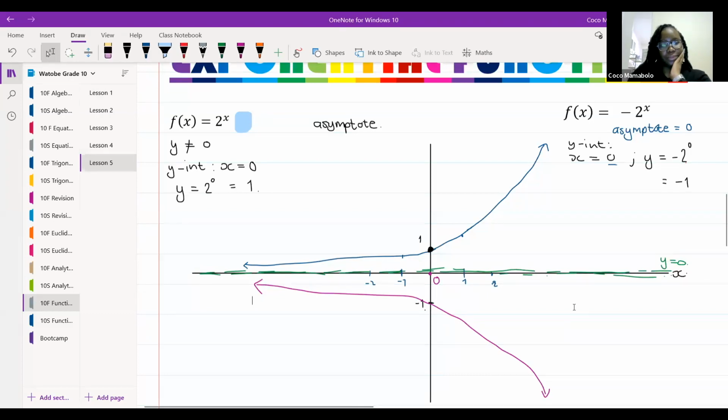Ma'am, can we say that this graph is like a reflective graph? Yes, it's reflected about the x-axis. So we're taking the graph from the x-axis, our horizontal asymptote, and flipping it to this side. Also, ma'am, when we do the exponential graphs, don't we also have the symmetry, the range, the domain? Absolutely. We're not doing that as yet. Next week we're going to be looking at interpreting graphs, and that's when we're going to focus on that. Thank you, ma'am. You're very welcome.